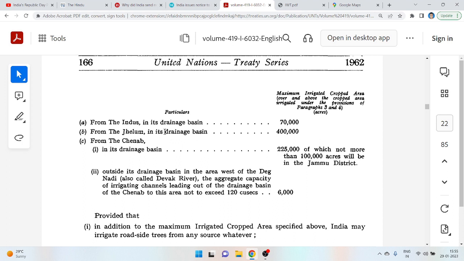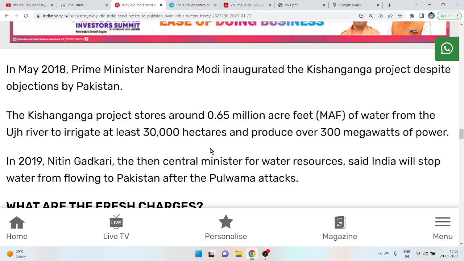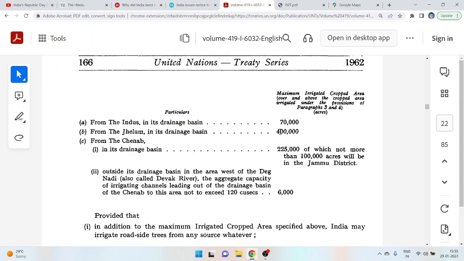Now look at this area from the Jhelum where the Kishanganga dam is built, that is 400,000 acres. So if you convert it into hectares, it will give nearly 150,000 hectares. So what is the amount of agriculture area developed? Here it is written that the Kishanganga project stored around 0.65 million acre feet of water from the Uj river to irrigate at least 30,000 hectares. So by the Kishanganga project we can irrigate nearly 30,000 hectares of land, which is less than 150,000. Here it is 400,000 acres, meaning 150,000 hectares. Okay. So India is not violating the rule, that is the first thing.